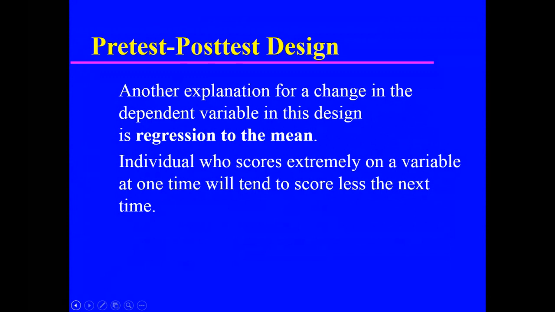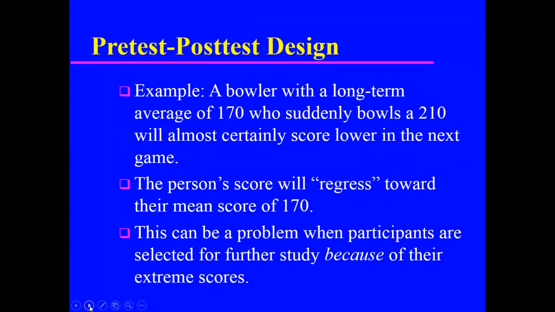So another is to look at regression to the mean. I'm not talking about the X and Y kind of regression, but individuals who scored extremely high on a variable at one time might score lower the next time. I'll give an example of that.